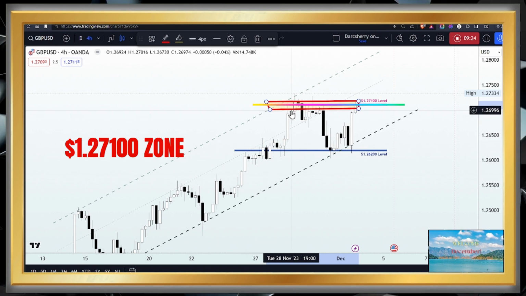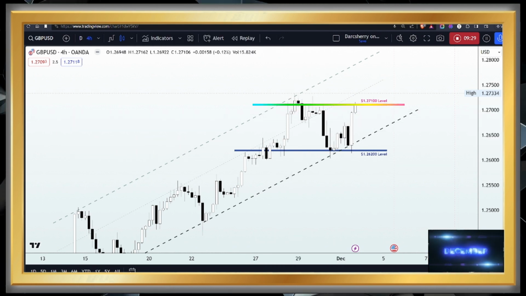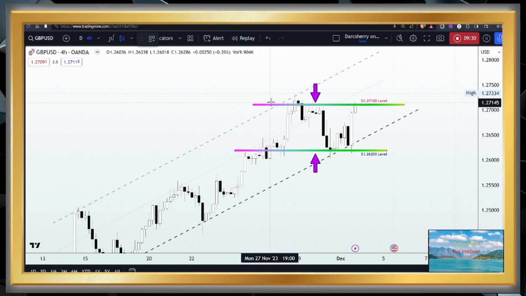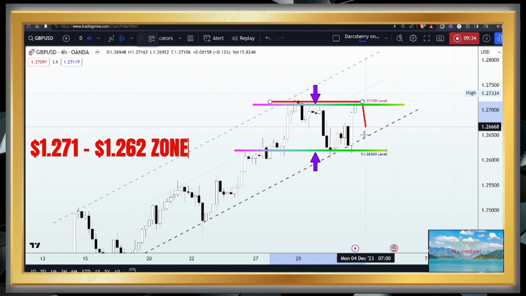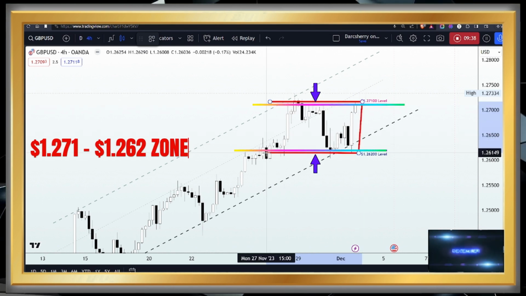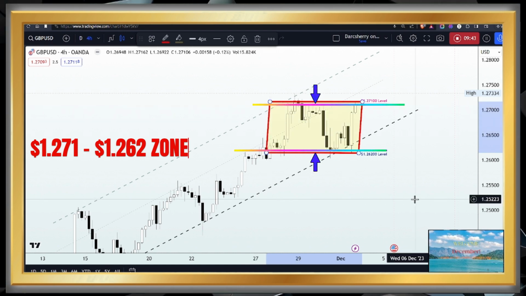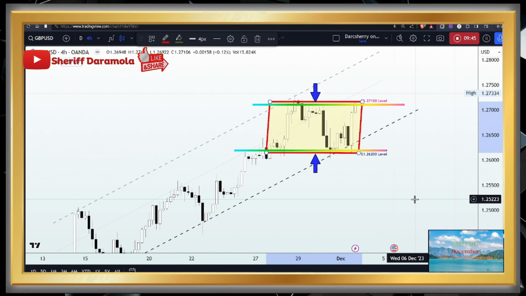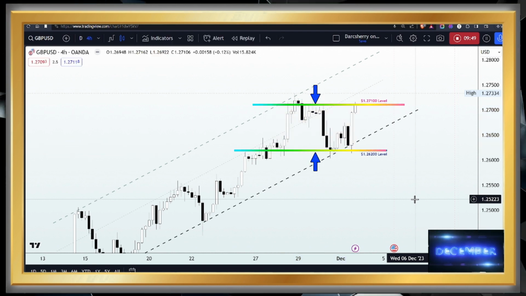Now, you will see that during the second half of last week's trading session, price action was confined within a range that is between the 1.27100 level and the 1.26200 area to emphasize the level of indecision going on in this particular market. And of course, you know how we use our flat range in this community, especially when we identify them on the chart.